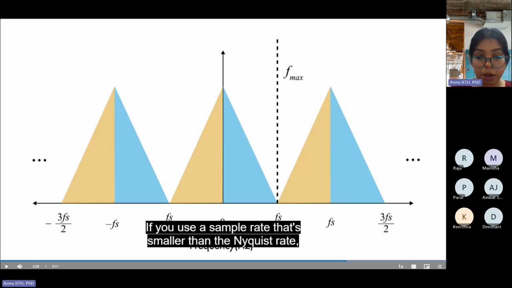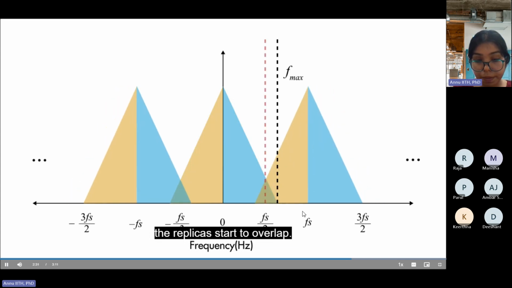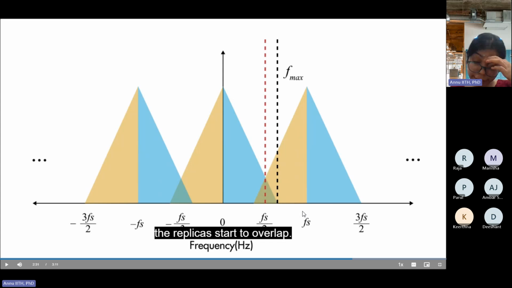Nyquist rate is nothing but Fs by 2. You don't want to use a sample rate that's smaller than the Nyquist rate, because that will be the end point to have the Nyquist criteria, where Fs, the sampling rate, should be greater than or equal to twice of F max. Why twice of F max? Because you will have two types of distortion. First one is the aliasing, and the second one is the wastage of the bandwidth.